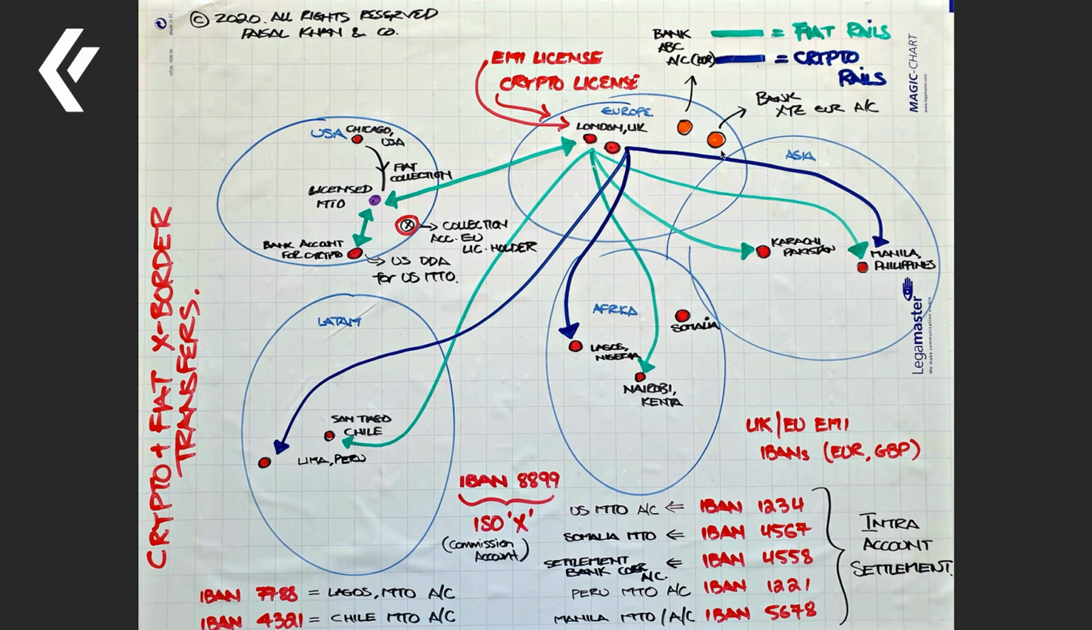We have two orange dots over here in Europe. These are bank accounts related to correspondent banking. This is an account in Euro belonging to bank ABC. This is an account in Euro belonging to bank XYZ. Bank ABC could be the correspondent account for the Nairobi money transfer company. Bank XYZ could be the correspondent account for this Santiago, Chile-based company. In Asia, we have two examples: Karachi, Pakistan, and Manila, Philippines. In Africa, we have Somalia, Nairobi, and Lagos. And in Latin America, I've shown two examples, Lima, Peru, and Santiago, Chile.